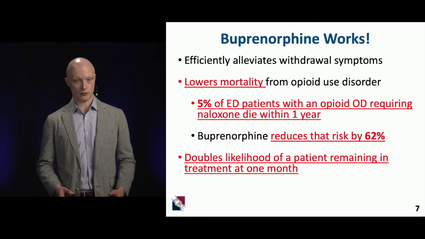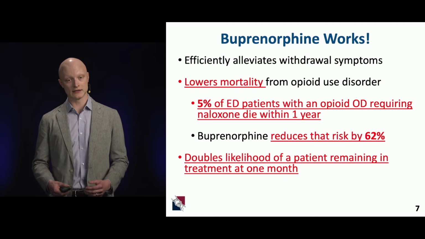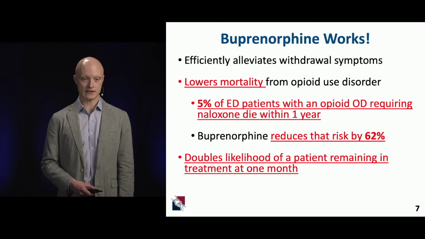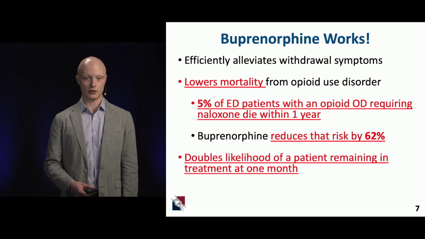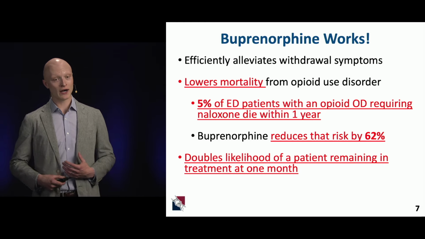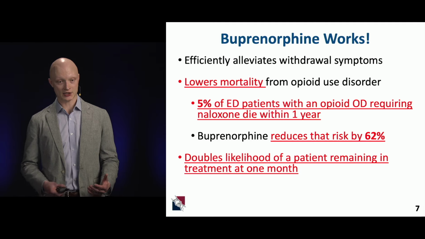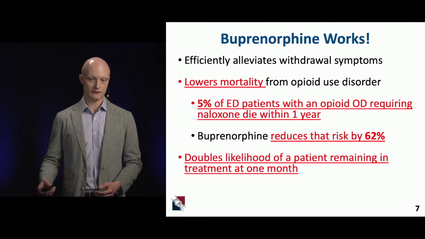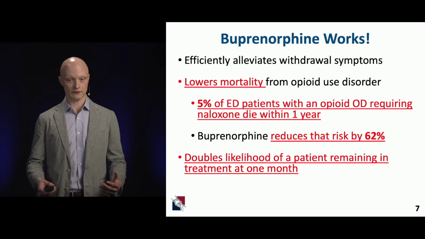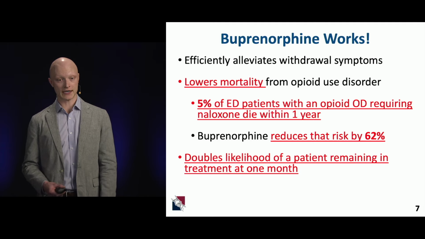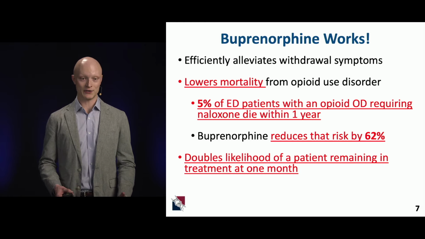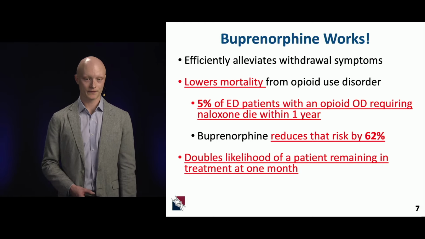Buprenorphine works very well. Number one, it will efficiently alleviate the withdrawal symptoms that a patient is having. It also significantly lowers the already very high mortality from opioid use disorder. Patients who present to the ED after an opioid overdose, where I often see these patients, have a 5% chance of dying within the next year if they required naloxone for that opioid overdose. That's a very high rate of mortality. Fortunately, buprenorphine can reduce that risk by 62%. Very few medications that we use for any disorder work that well.